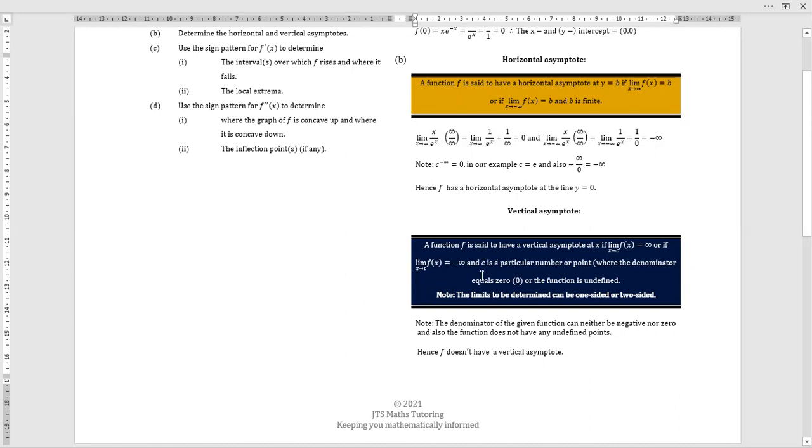So you can see that here my c is any particular number or point where the denominator is going to be equal to 0, or the function is what? Undefined. Now the limits to be determined here can either be one-sided or two-sided.